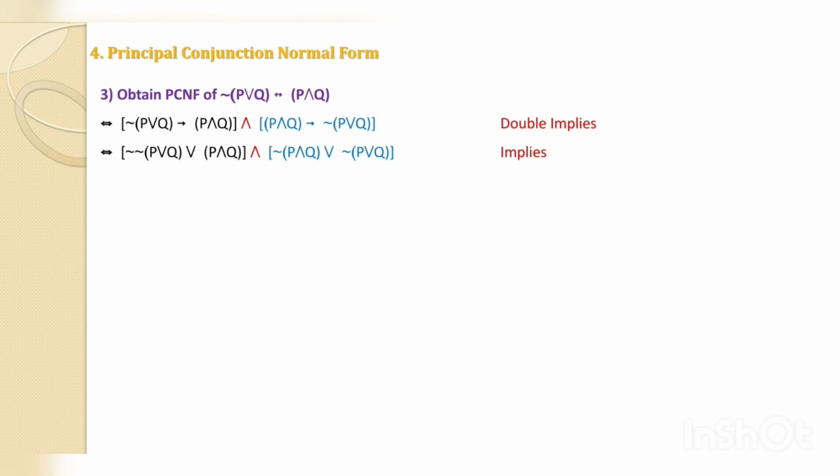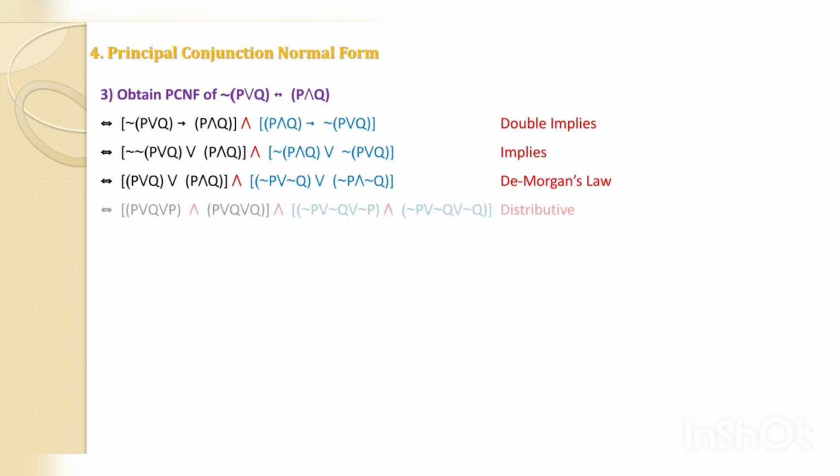Now by using the negation law we can remove this not, and by using De Morgan's law it is logically equivalent to (P or Q) or (P and Q), and (not P or not Q) or, for the last term, (not P and not Q).